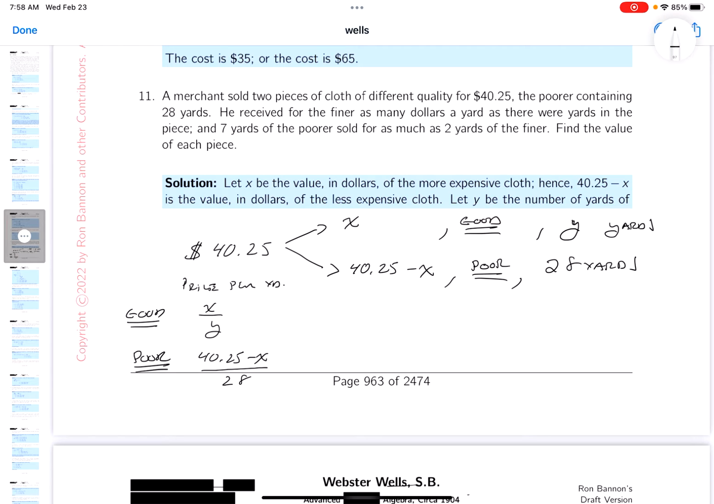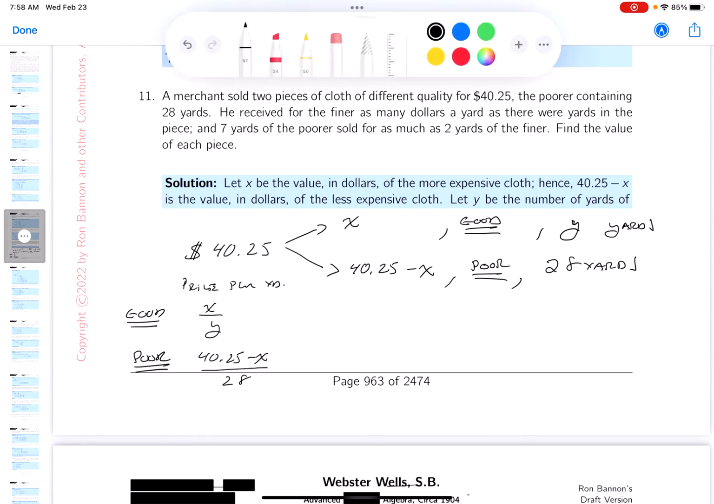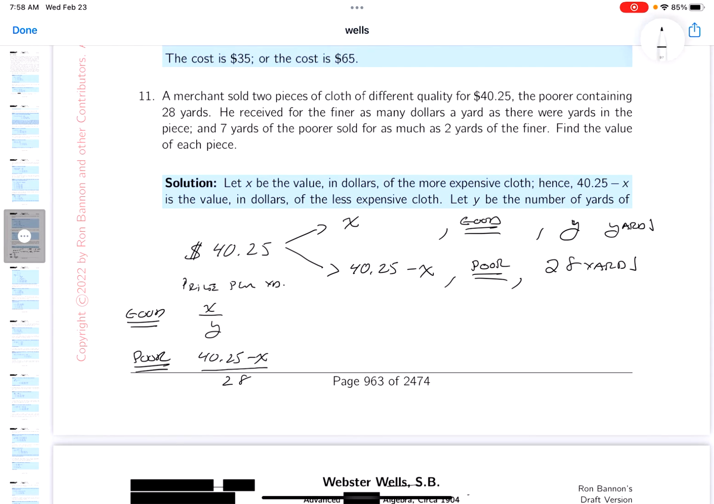He received for the finer as many dollars a yard as there were yards in the piece. Wow. Let's write that down. So what's the price per yard? It's X over Y, right? He received for the finer as many dollars a yard, that's the price per yard, as there were yards. This is an important relationship. It relates X and Y. I also want to write down that you could say X equals Y squared. Another important relationship.